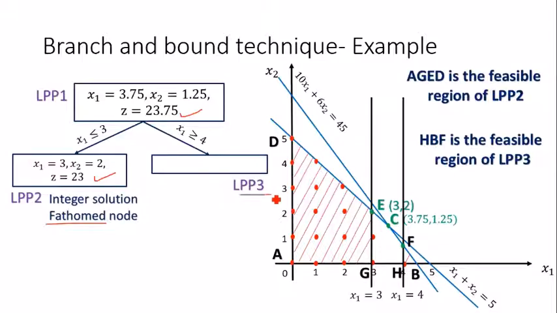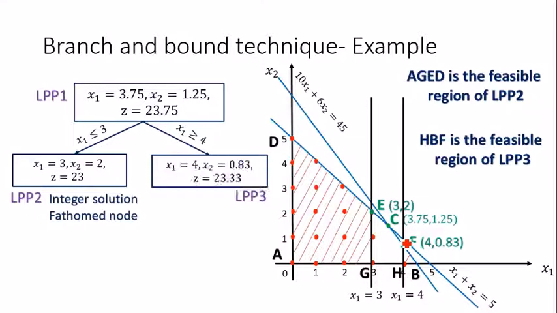Now we are going to do the same for LPP3. The LPP3 feasible region is HBF. This time C will go to this point F. F will be the new optimal solution of LPP3, and you can very easily find the coordinates of F. This turns out to be 4, 0.83. This is the optimal solution of LPP3. It is not an integer solution; it is a non-integer solution. So ideally we need to continue the branching further.